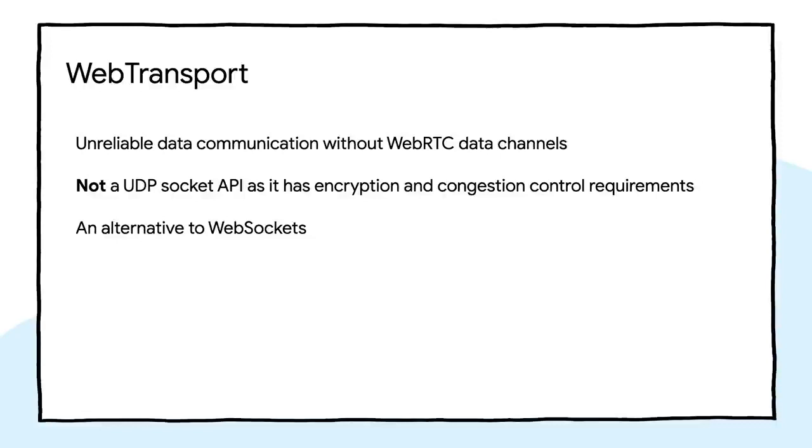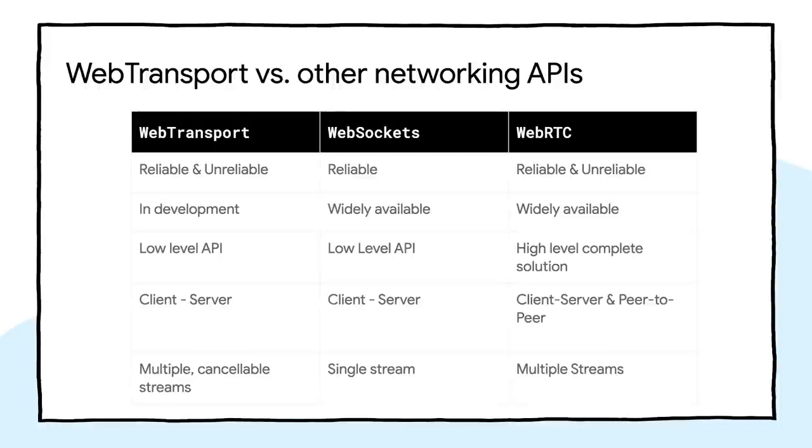It does offer an alternative to WebSockets, and to understand exactly how it compares to WebSockets and WebRTC, let's look at this chart. So to understand the differences, let's dig into each of these pieces. First, web transport and WebRTC offer both reliable and unreliable, while WebSockets only offer reliable delivery. Web transport is an in-development API, while both WebSockets and WebRTC are widely available.